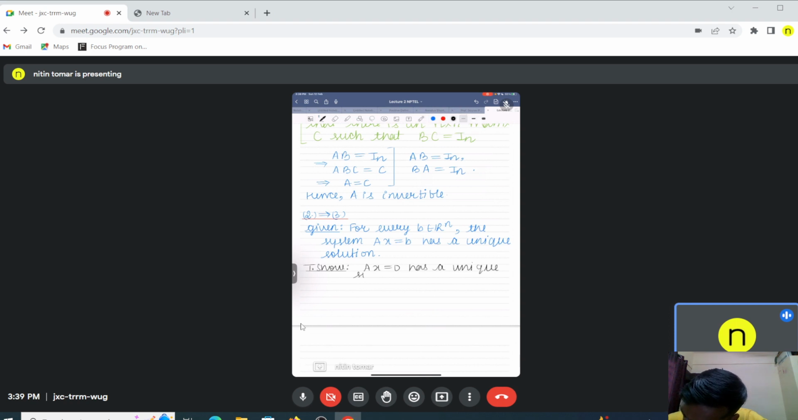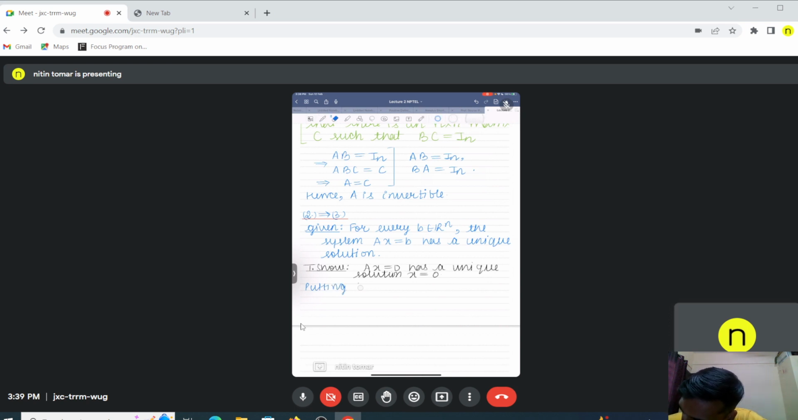Has a unique solution. What is the unique solution? X is equal to 0. So, can you prove it? Just try. See, putting b equal to 0. You see the only difference is b, so just put b equal to 0.